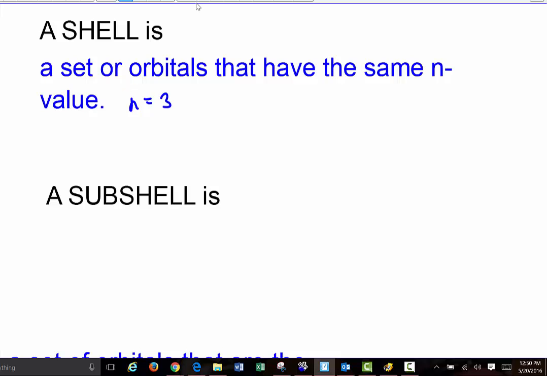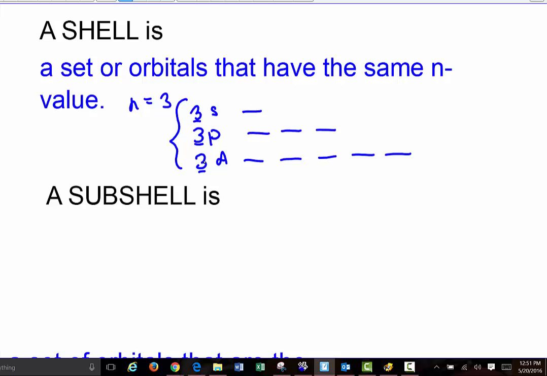And so within n equals 3, there is 3s, 3p, and 3d. Okay, so we would say that all of these, the 3s, the 3p, and the 3d orbitals, because they all have the same n value, and they're all the same energy level, this would be a shell.